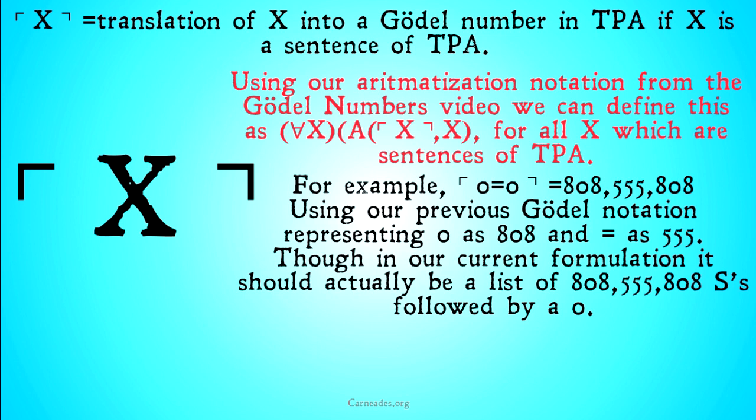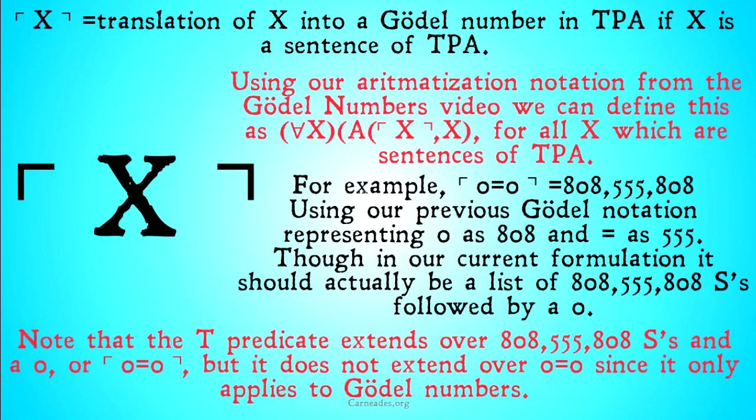For example, if we had 0 equals 0 in square brackets, that would be equal to this Gödel number, 808555808, using our previous Gödel notation, representing 0 as 808, equals as 555. Though, as we've noted in our current formulation, that's not exactly going to be what it's represented as. It's actually going to be a list of 808,555,808 S's followed by a 0.